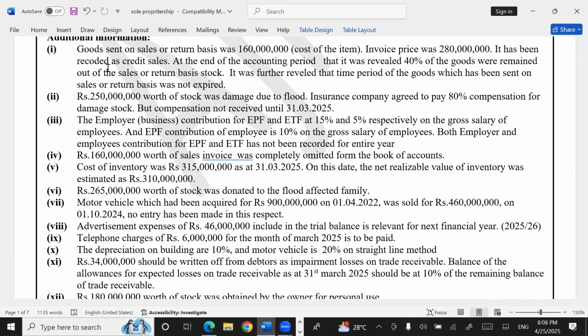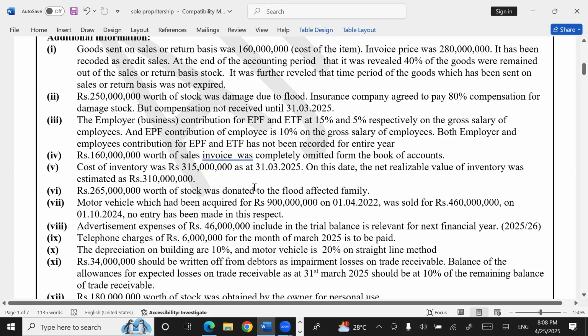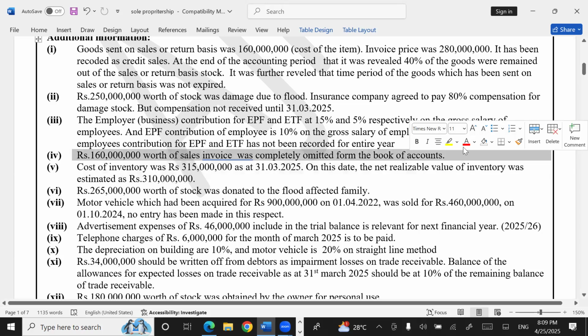Adjustments also cannot always be done from the beginning. Whether the organization is a sole proprietorship, a partnership, or a company, based on the trial balance, when preparing financial statements, if a sales invoice completely omitted is given, it should be done from the beginning. In this example, this adjustment should be done from the beginning.